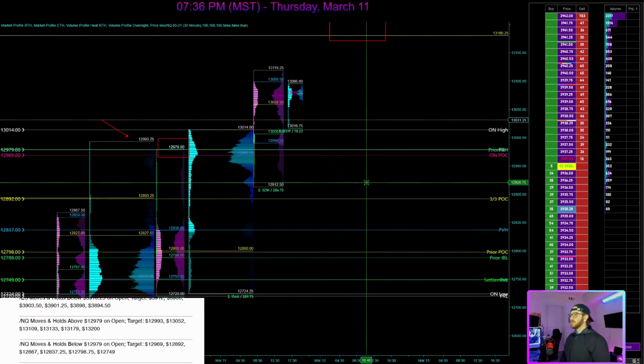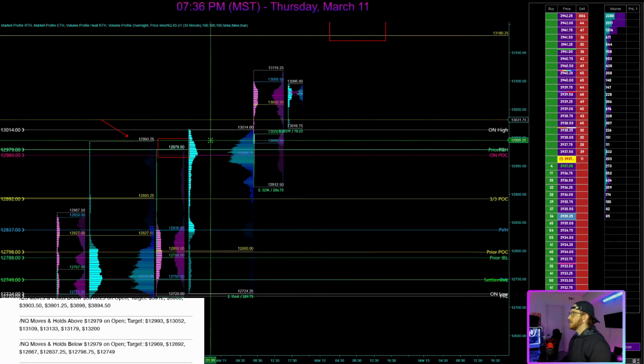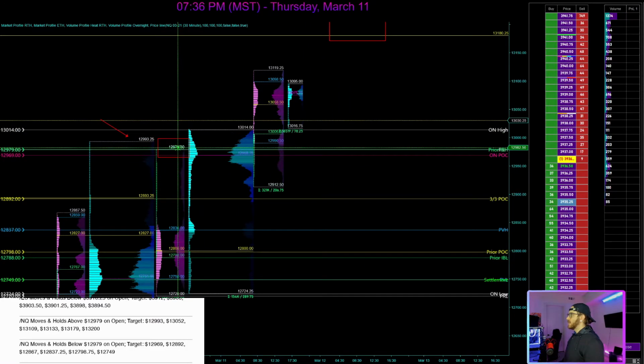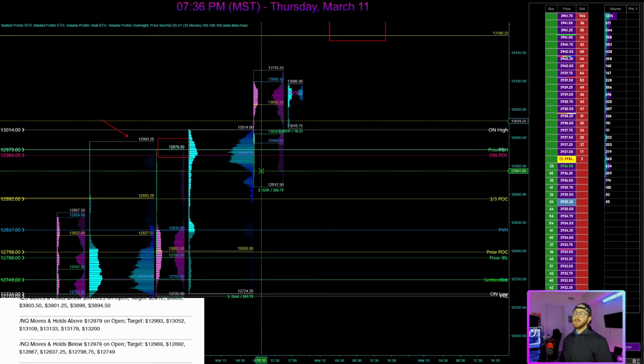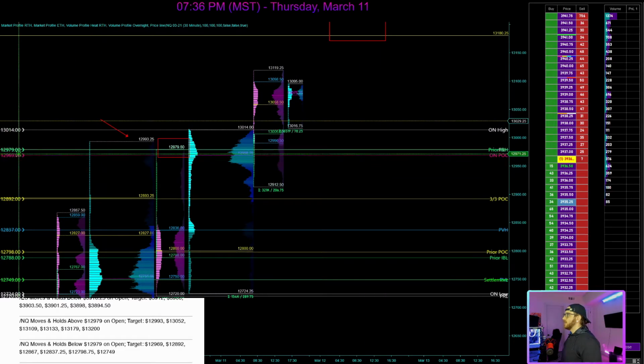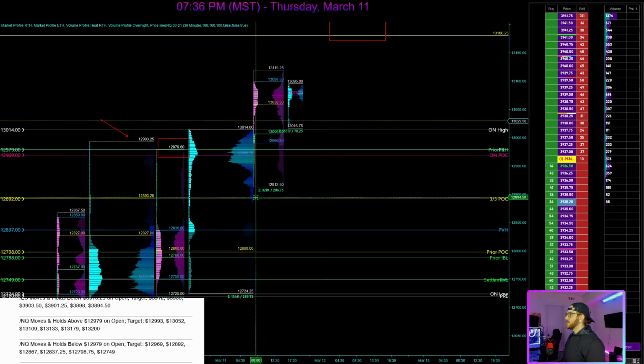All right, so downside targets for NQ are going to be short and sweet. We only had one downside target hit. Line in the sand was 12,979. That was that prior range high right there. And the first and only downside target that was hit was the overnight POC right below it at 12,969. We did not get down to 12,892, 893, which was our next lurking level.